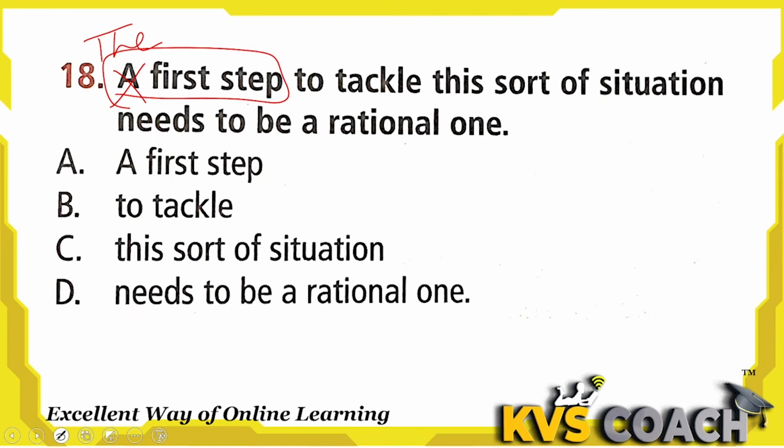But here, in the sentence, the sort of situation is already given: it needs to be a rational one. They know what the first step is and what they have to do. It means this is a specific step here, so we use the, not a. A will be used for just a common step, where there are several steps and you can choose any one step for your situation, then we use a. But if there is a specific step and everyone has to choose that step, then it is the first step. So this is the wrong part here.